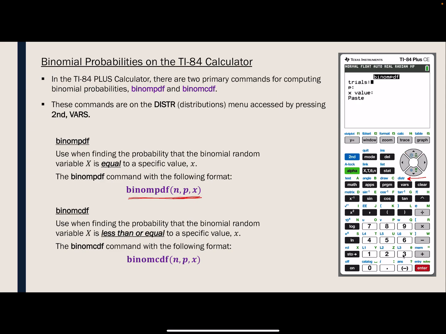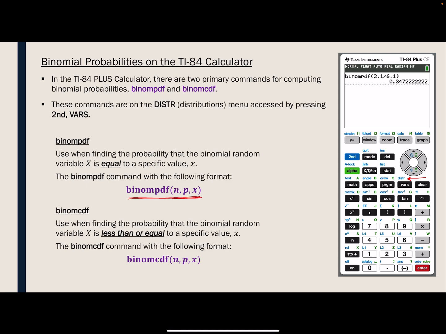We had 3 trials. The probability of success is 1/6. And we are looking for 1 success. We paste it and then hit enter again. And we have our answer. And this is the same answer that we got on the previous page.